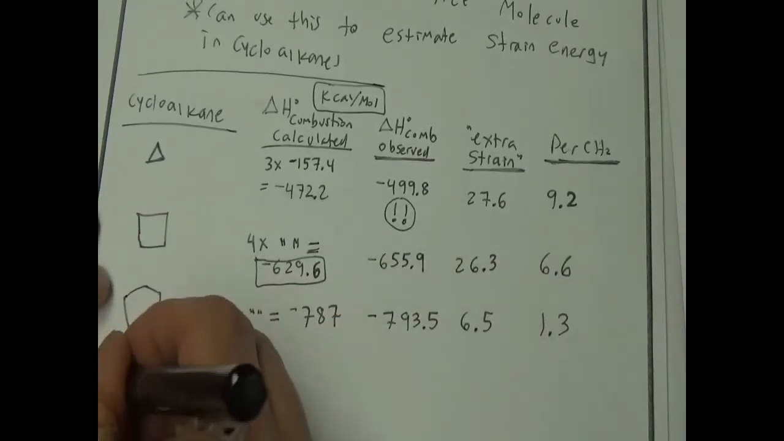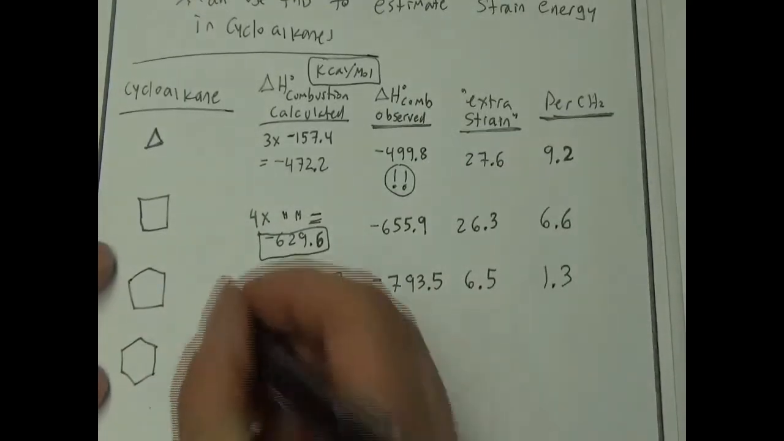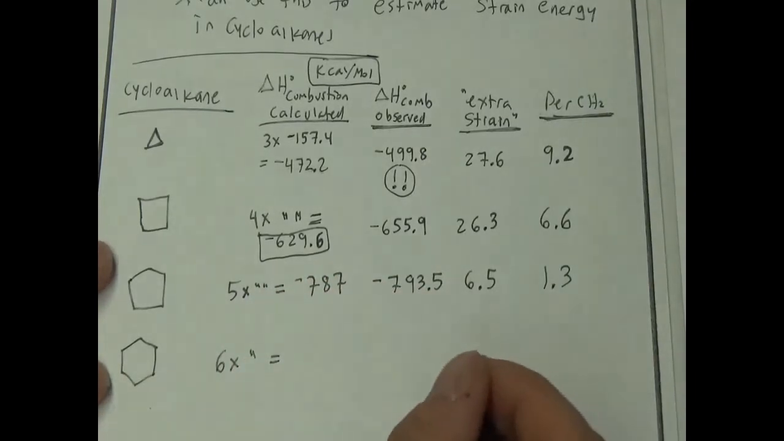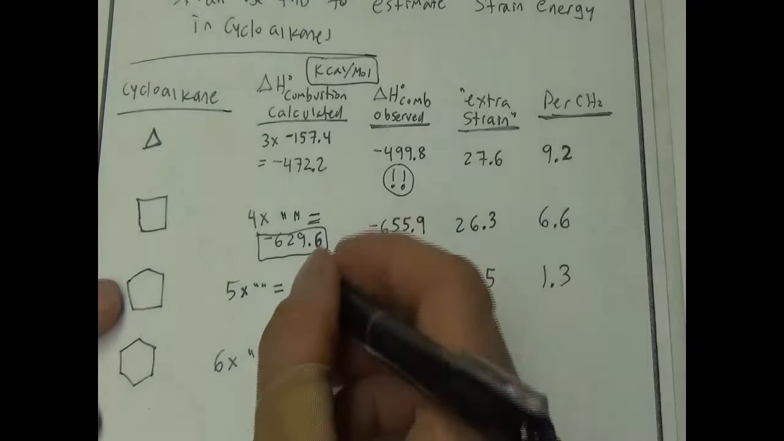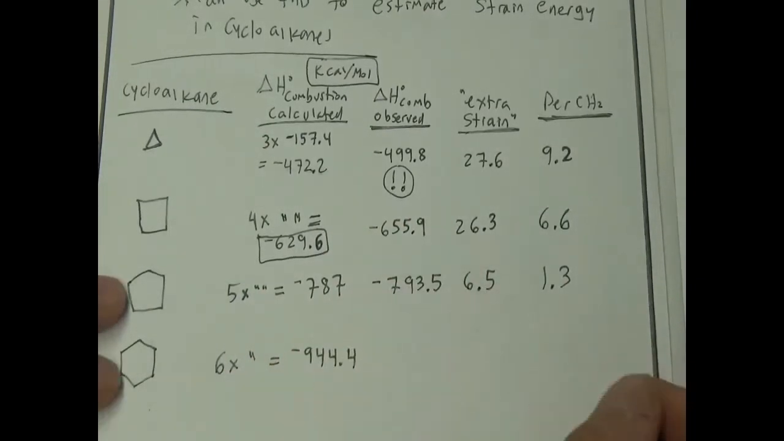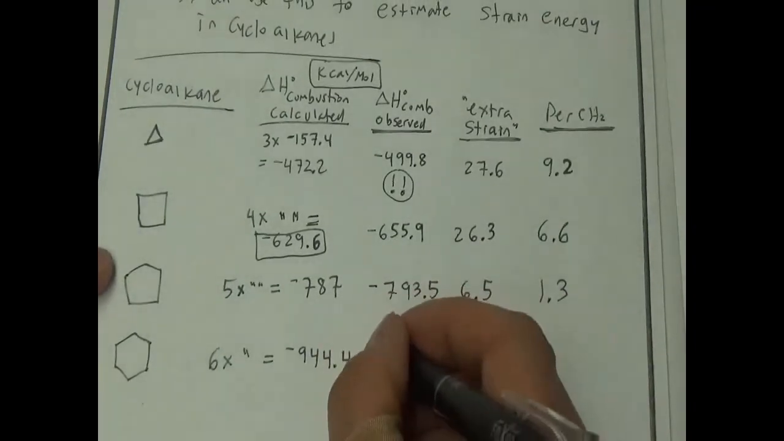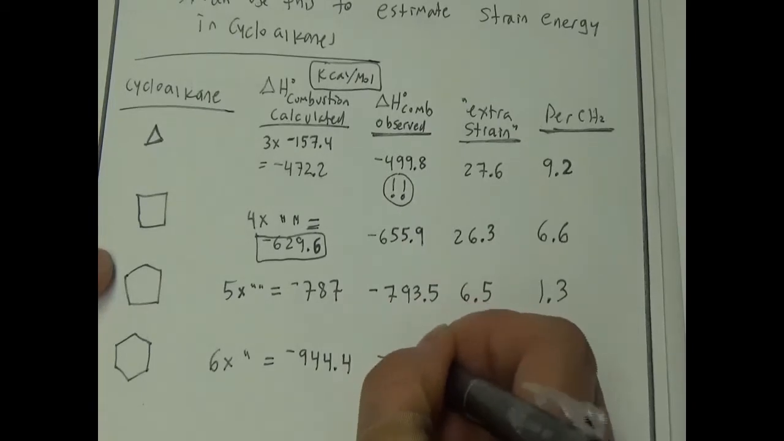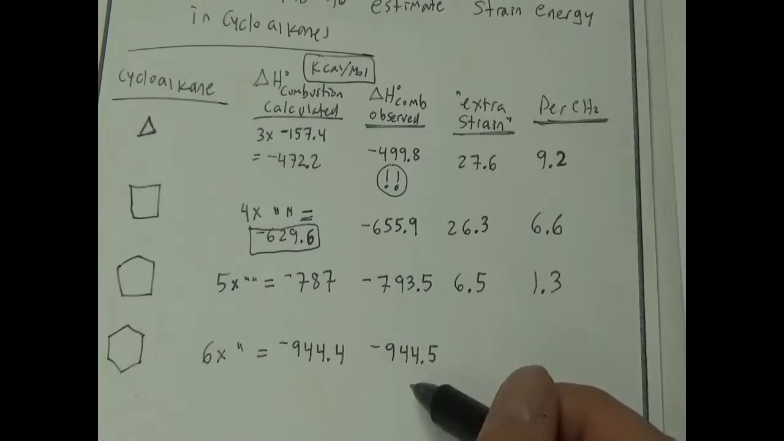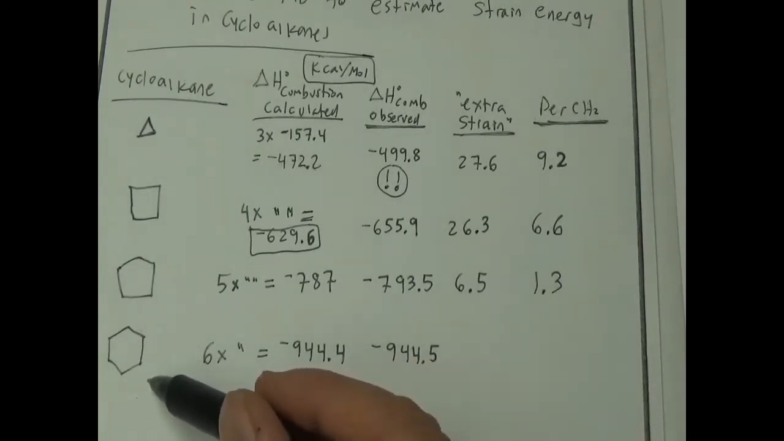Now let's try cyclohexane. So 6 carbons, cyclohexane is 6 times the magic number. Gives us negative 944.4. Get the experimental. It's negative 944.5. So you can see those numbers are basically the same, right? So what do you think? Is this a strained molecule or not a strained molecule?